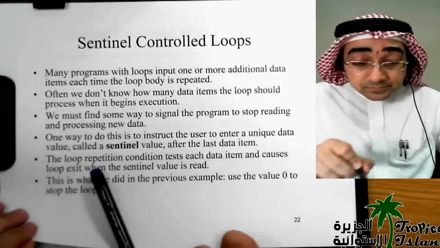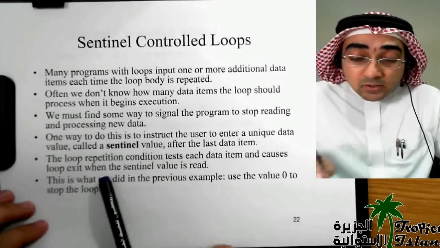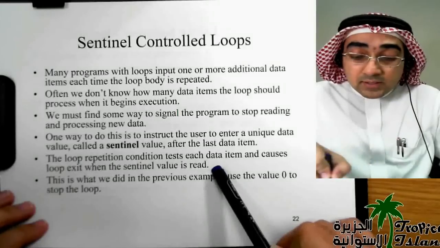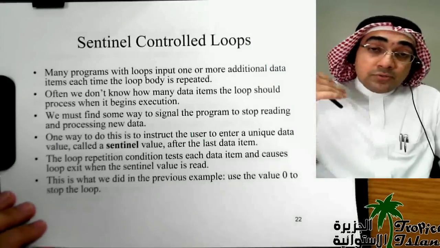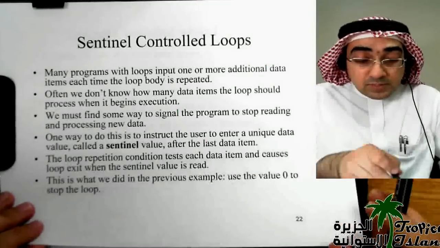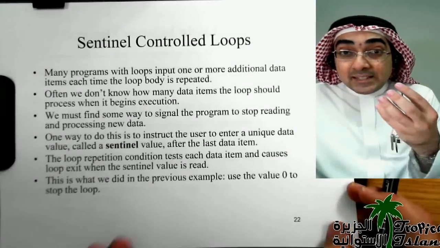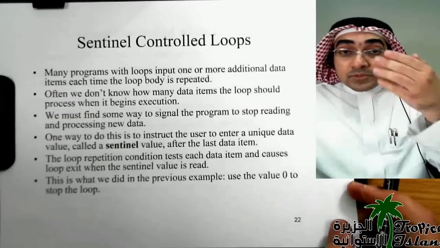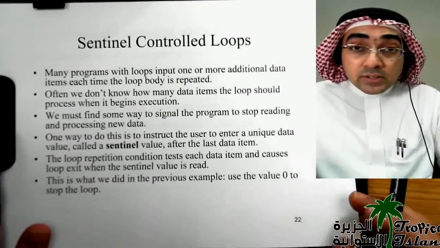The loop repeatedly tests each data item and causes the loop to exit when the Sentinel value is read. So whenever you find the Sentinel value, you stop your loop. This is what we did in the previous example. We used 0 as a Sentinel. We told the user to input numbers. Whenever he enters a 0, that's the Sentinel value. We say, okay, we've finished, we're going to get out of our program.